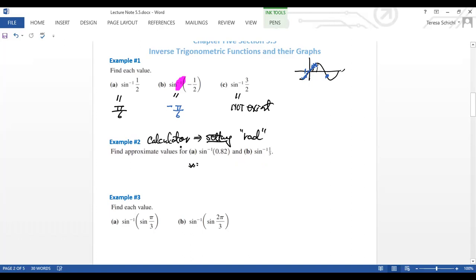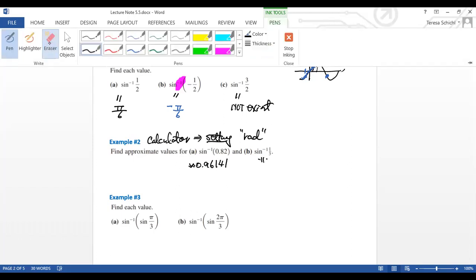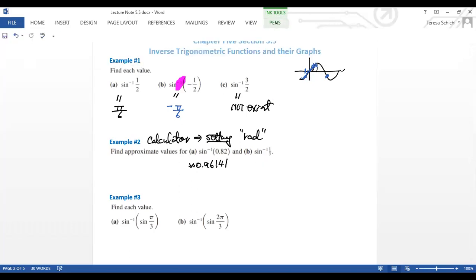So check it. This one is supposed to give you 0.96141, pretty close to here. Then you put in 1/3 and try to check here. So this will be very close to 0.33984. The purpose of putting this here is just to make sure you know how to use your calculator, okay?